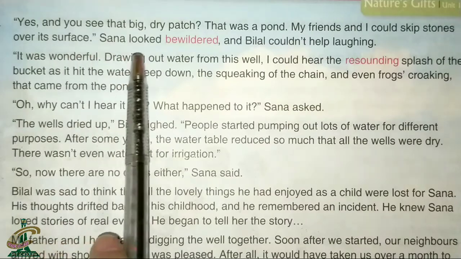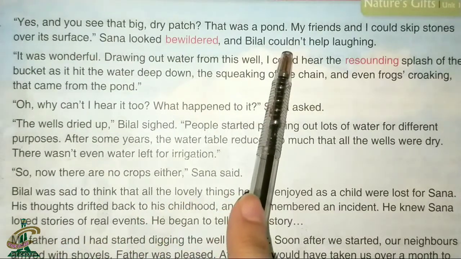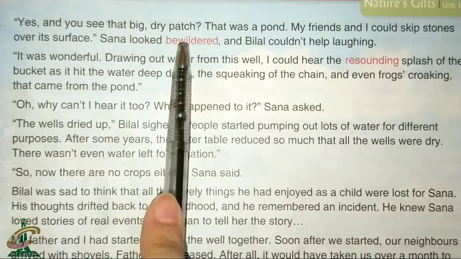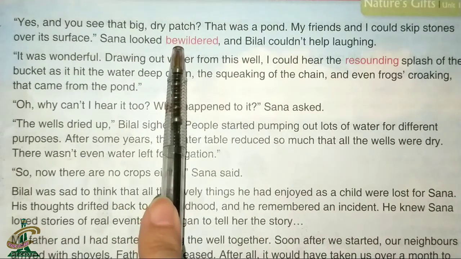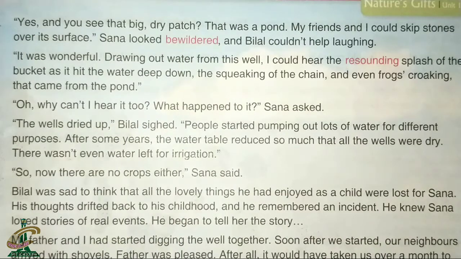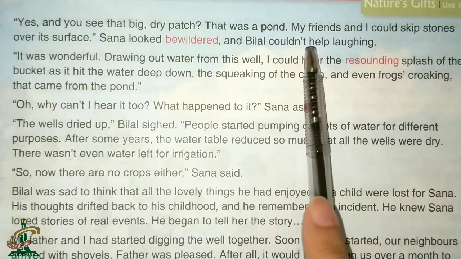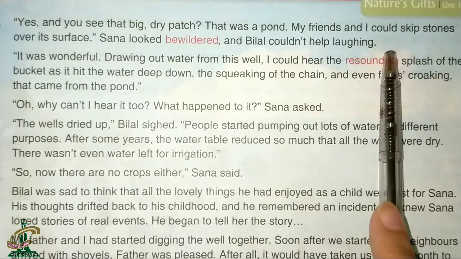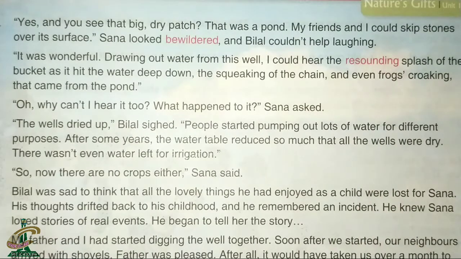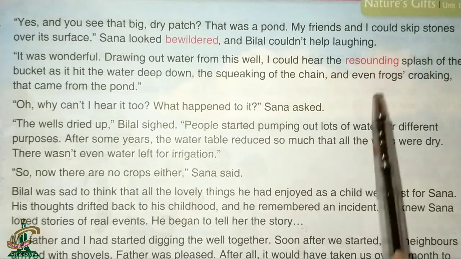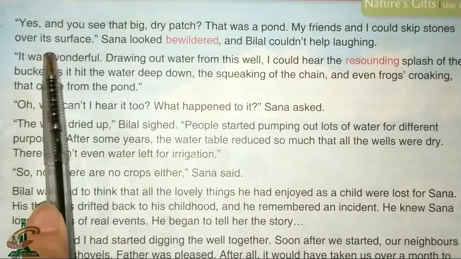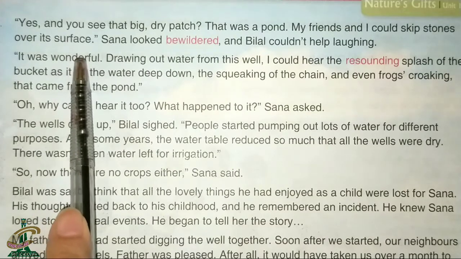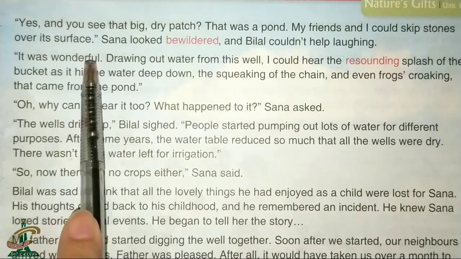Yes, and you see that big dry patch? There was a pond. Now, what is meant by dry patch? Dry patch is a part of land which was previously a pond, but now it's just a dry patch of land. Water has dried out. My friends and I could skip stones over its surface. Skip stones. Now, dear students, skipping stones means throwing stones in water. So, Mr. Bilal and his friends used to skip stones at the pond surface when they were kids.